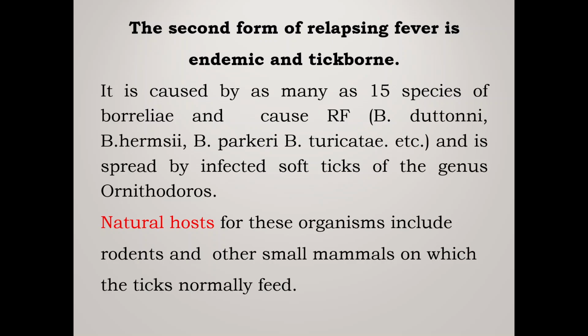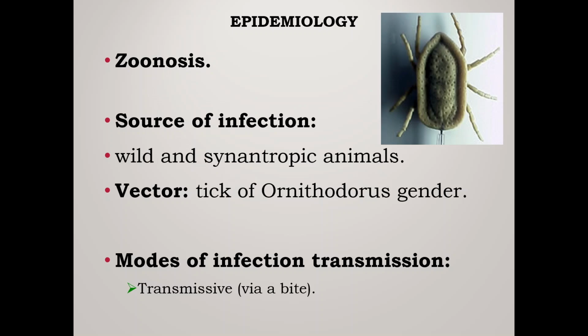Natural hosts for this organism include rodents and other small mammals on which the tick normally feeds. Epidemiology: this disease is a zoonosis, source of infection wild and synanthropic animals, vectors ticks of the genus Ornithodoros. Modes of infection transmission: transmitted via bite, not via crushing. After a bite, a human can be infected with Borrelia duttonii.